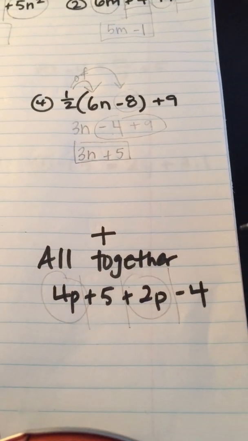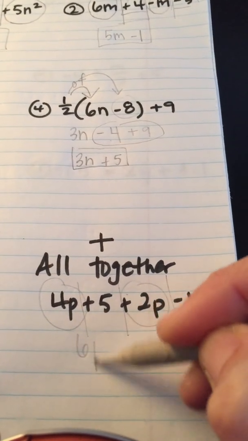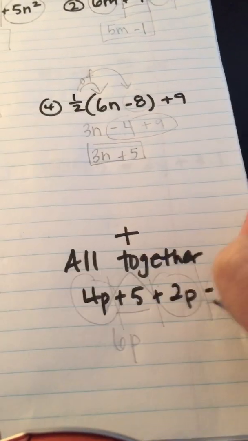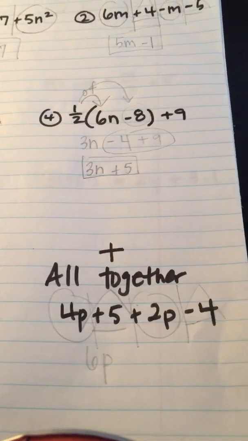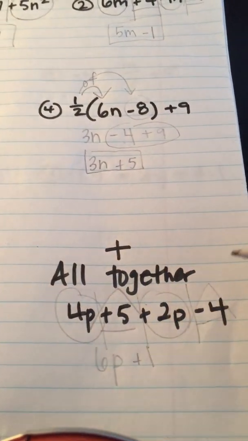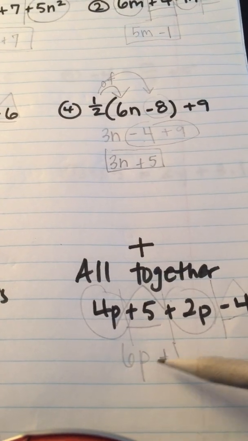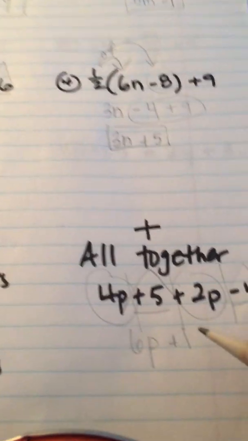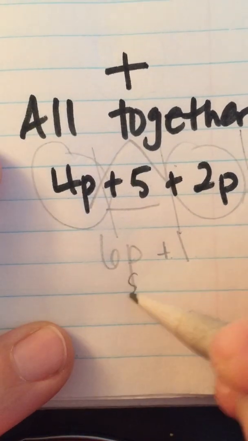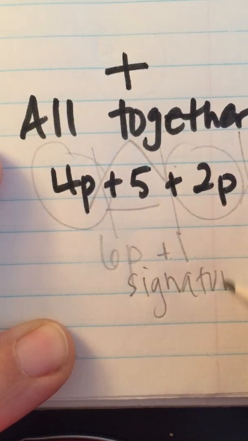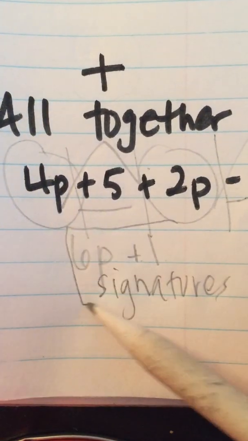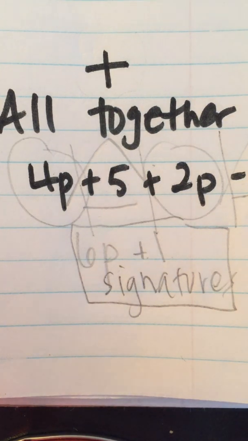4p plus 2p is 6p. Triangles, woo, for the other ones. 5 minus 4 is 1. So you collected 6p plus 1. Let's see if I can do this. Sorry, it's so wobbly. Since this was a word problem, we would actually write what we are talking about, and that was signatures. So it's 6p plus 1 signatures.